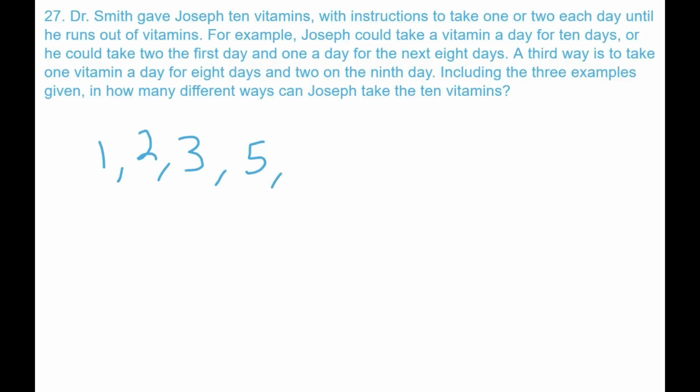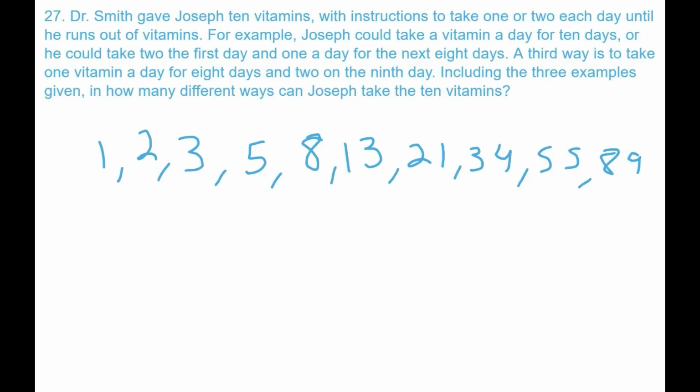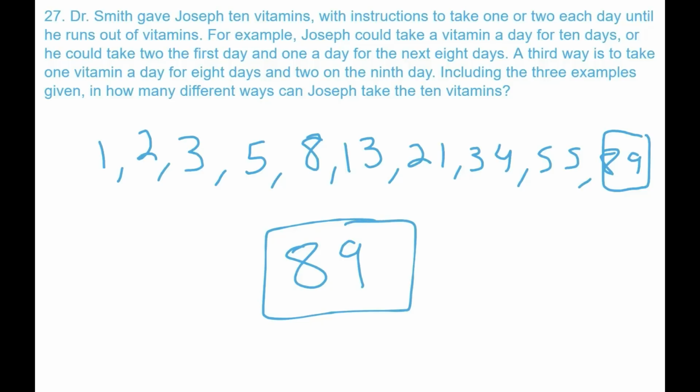We have 5, 8, 13, 21, 34, 55, and 89. Since there are 10 vitamins, we're looking for the 10th term in the series. So there are 89 different ways for Joseph to take the 10 vitamins.